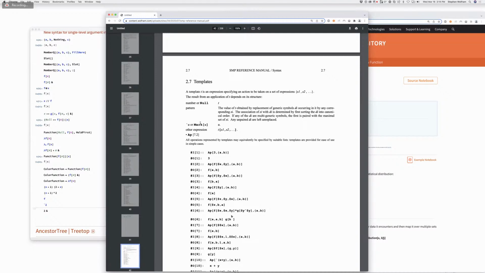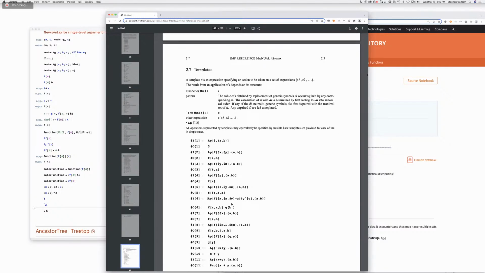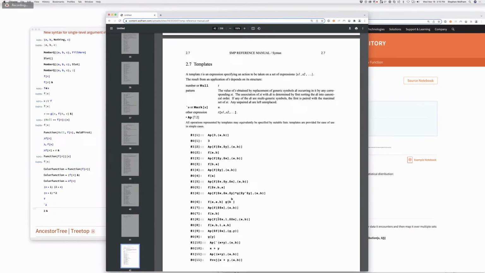The association of SI with DI is determined by sorting the DI into canonical order. Oh, so you could use ABC if you wanted to, and it would just sort them. That's completely insane. Well, this is a pronoun. This is a version of the pronoun problem. That is really weird. Here, okay, so there's one unfilled slot which gets left over. That's the equivalent of hash hash.